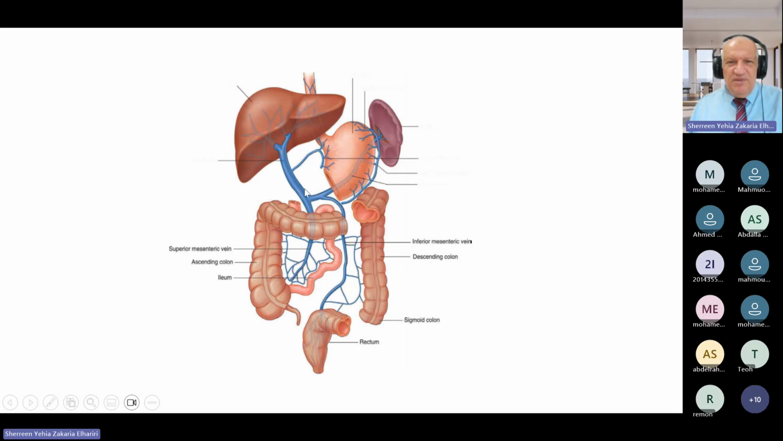Of course, this is the portal vein. The main blood supply of the liver comes from the portal vein, and the splenic, superior, and inferior mesenteric veins come together to form the portal vein. The portal vein gives 80% of the blood supply of the liver.